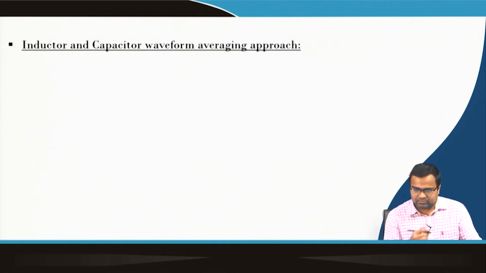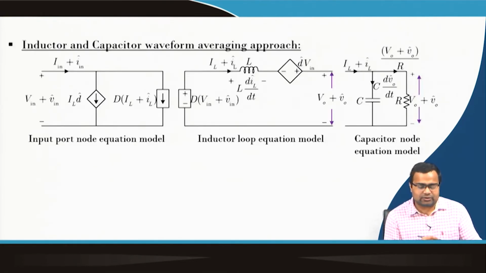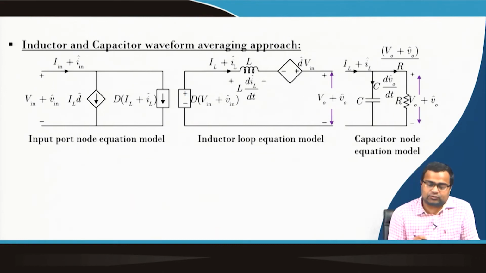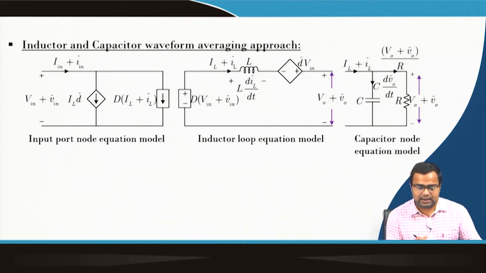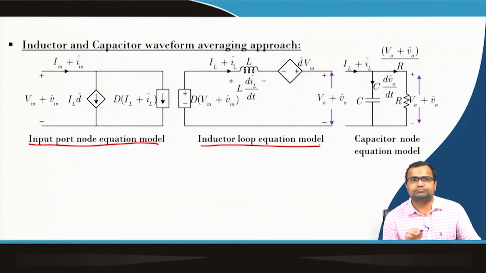Now, in case of the average model, we discussed the waveform averaging technique. If you recall, we initially considered the waveforms of capacitor current, input current, inductor current, output voltage, capacitor voltage, and we obtained the equivalent model by averaging the waveform over a periodic cycle, and we got 3 models, one for the input current, the other for the inductor current dynamics, and the third one for the capacitor voltage dynamics.